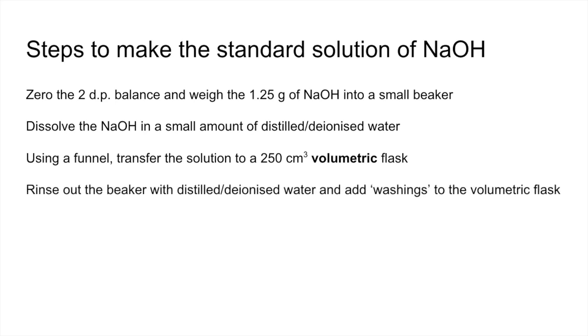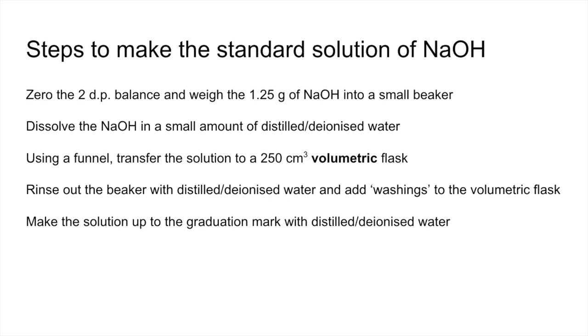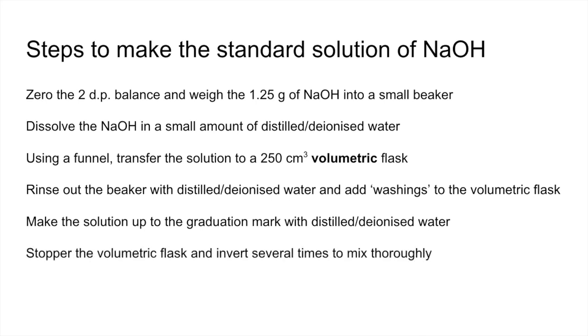Then I'm going to rinse out the beaker and add the washings to the volumetric flask. And then we're going to make the solution up to the graduation mark. And then the final thing we do is just stopper the volumetric flask and invert it several times to mix it thoroughly.